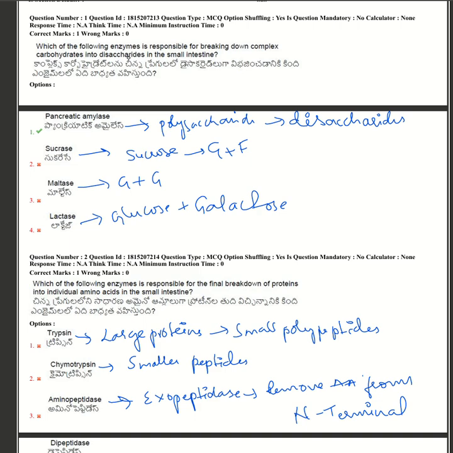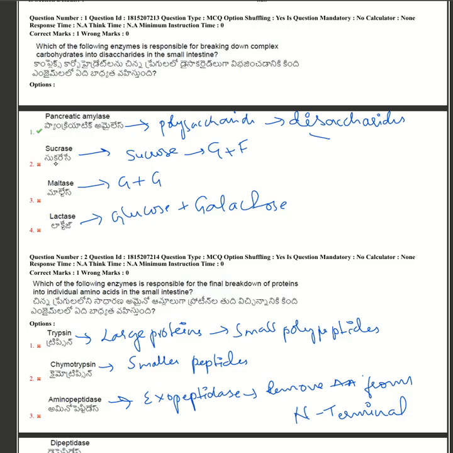Which of the following enzymes is responsible for breaking down complex carbohydrates into disaccharides in the small intestine? So the answer is pancreatic amylase. It will break down the polysaccharides. The complex carbohydrate is nothing but the polysaccharide, which is broken down into the disaccharide here.